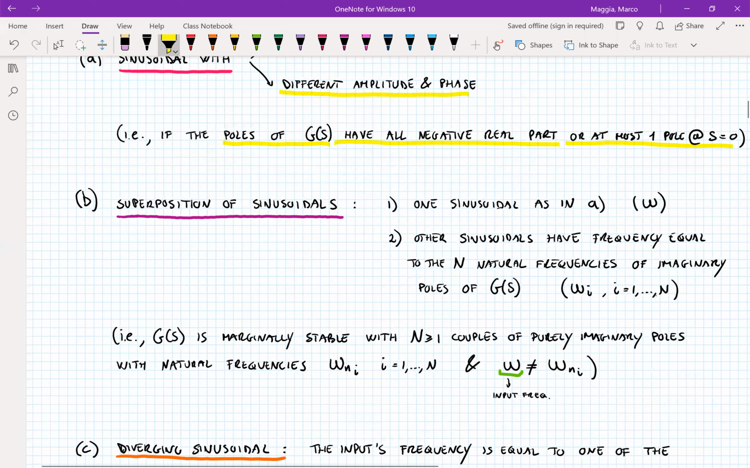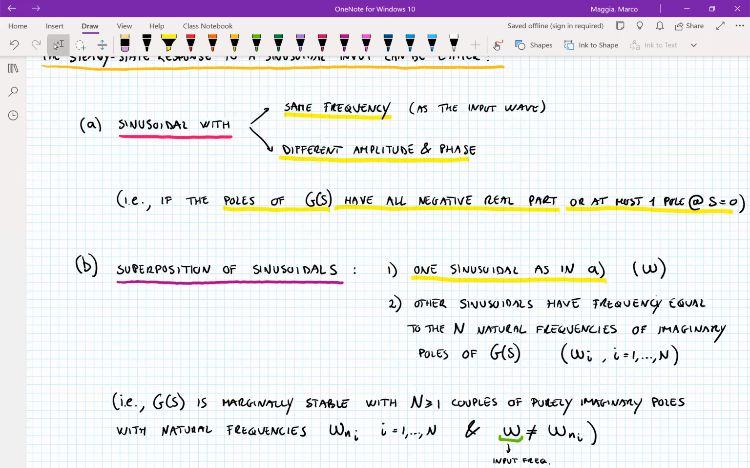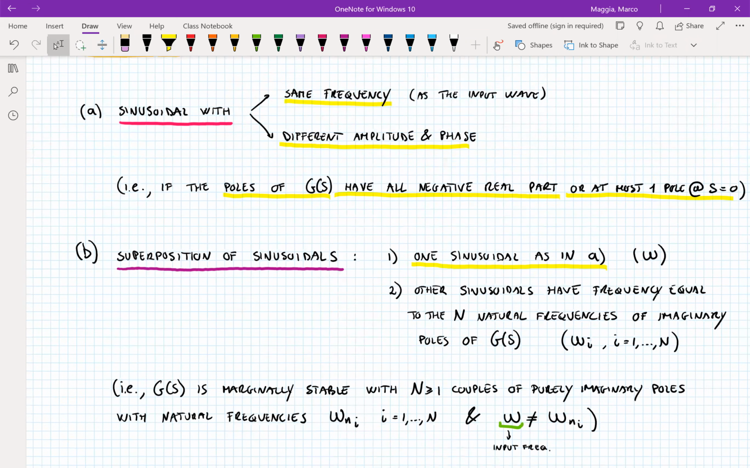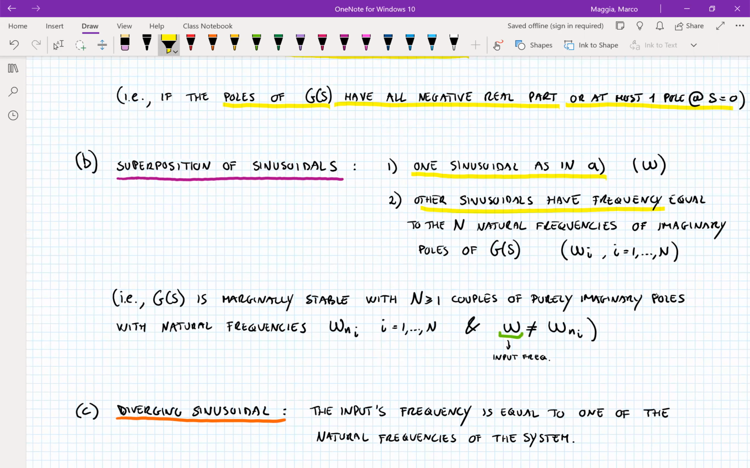Case B, instead, when we have a superposition of sinusoidals, the output signal, in terms of time, is composed by one sinusoidal as in part A, so with the same frequency as the input, but different amplitude and phase. And then the other sinusoidals have frequency equal to the n, where n is just a number, of natural frequencies associated with the imaginary poles of G of S.